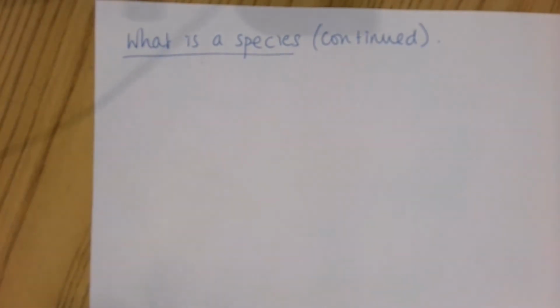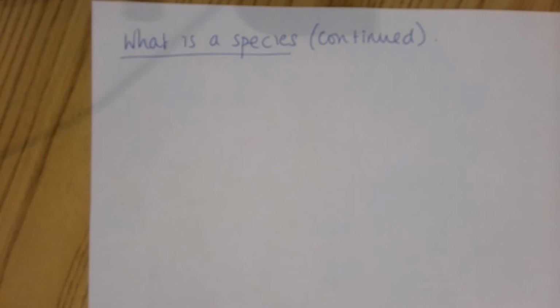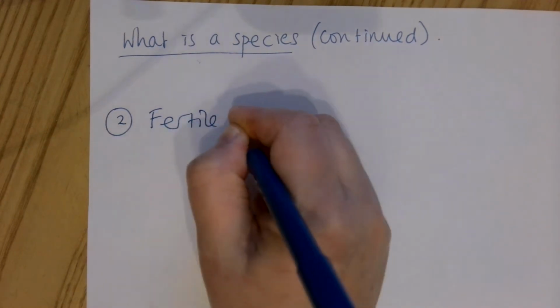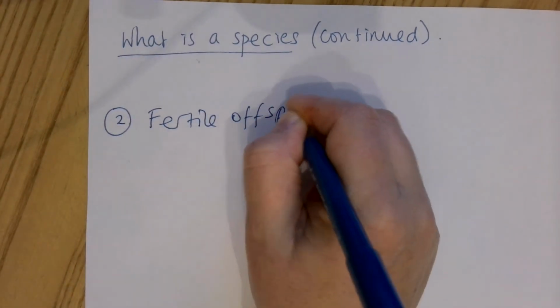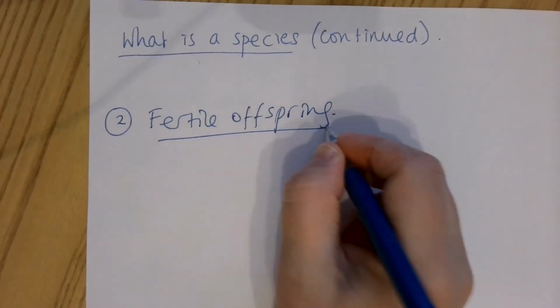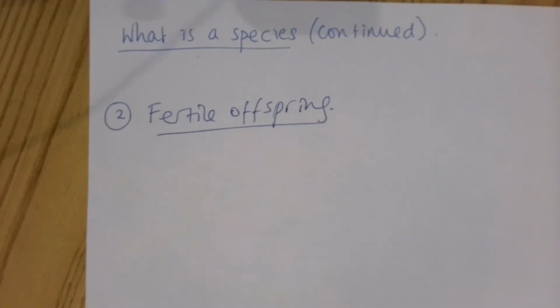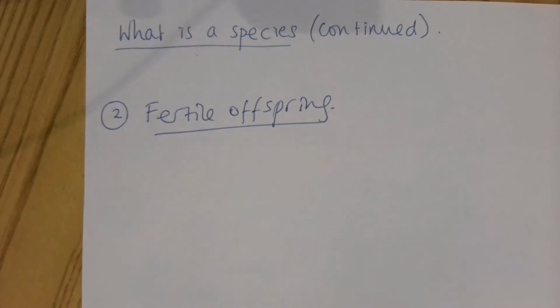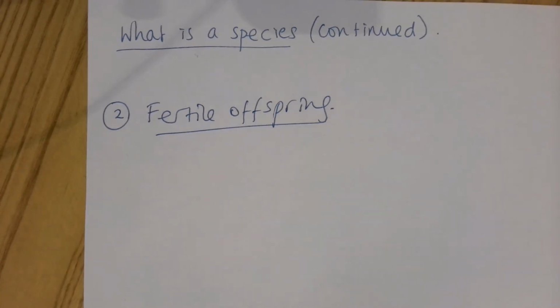Right, so what is a species, continued? The next definition of a species is whether it can produce fertile offspring. That links into our definition from A level. You get two animals together, if they can reproduce and produce fertile offspring, we call them a species.